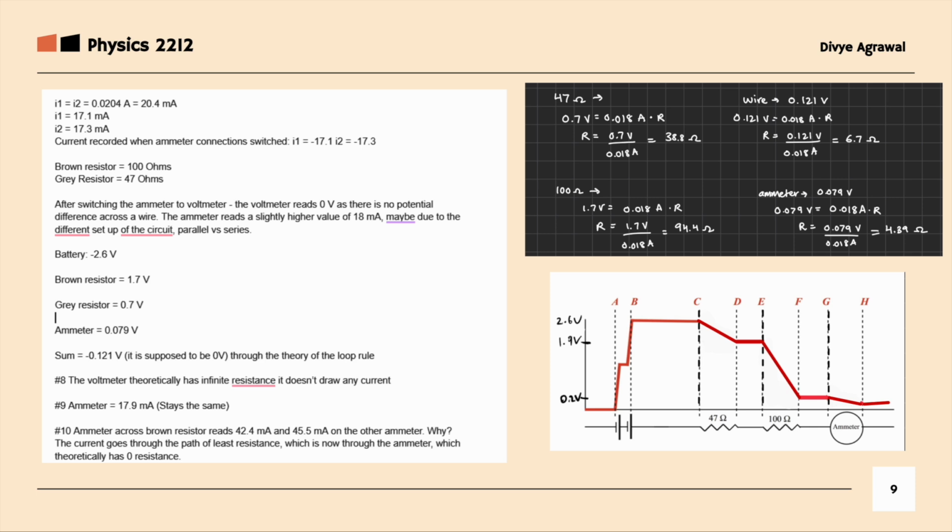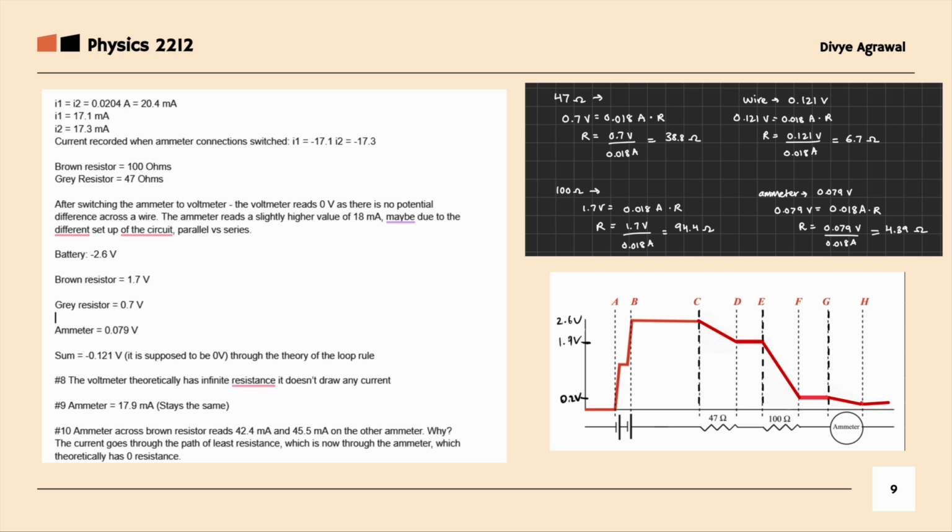Here's some of our data. As I mentioned before, the current through the first section was 17.1 milliamps. The current through the second section was 17.3 milliamps. They are supposed to be the same, but some approximation error or some calibration would maybe have fixed that. We know that the brown resistor is 100 ohms and the gray resistor is 47.